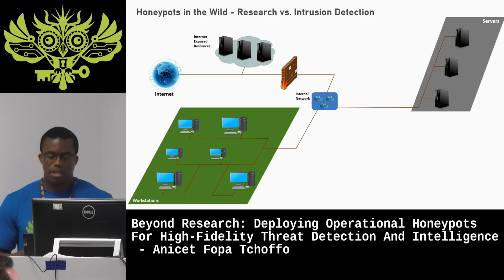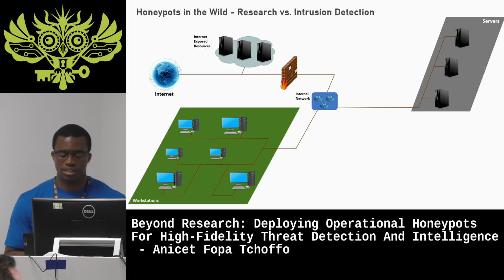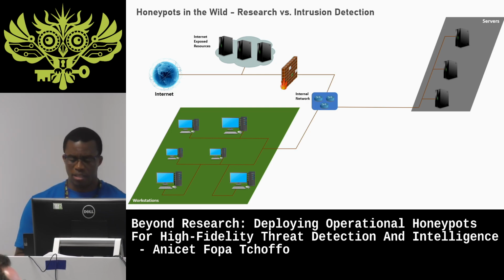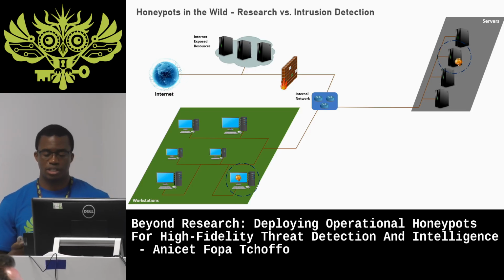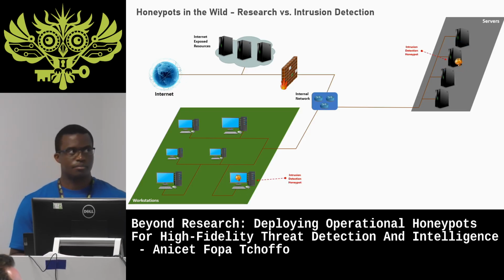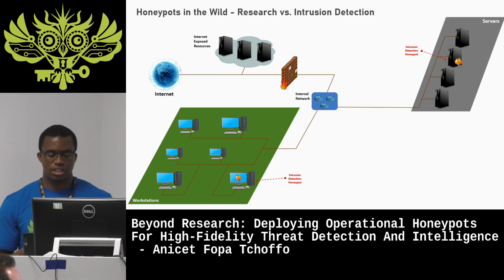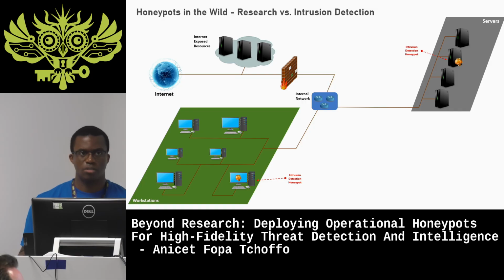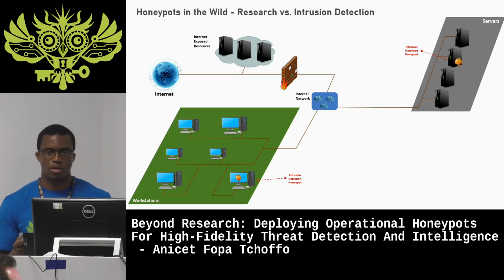So next we have attack detection honeypots. These are going to be the core focus of our discussion today, and these are the ones that we deploy in our network that no one should ever touch. And if someone does touch one, we know something is wrong.